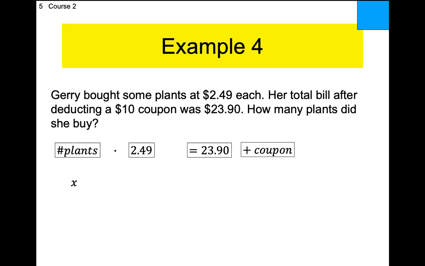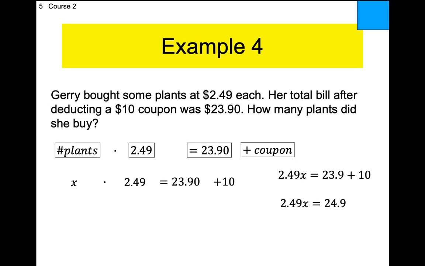All right, so let's see. X represents the number of plants, 2.49. Add 10, or subtract 10 on the other side. Right? Yes. Okay. And then we got some ugly. Oh wait, that's not so ugly. Look, the numbers are the same, sort of, kind of decimals. See it? Math teachers love to do this.